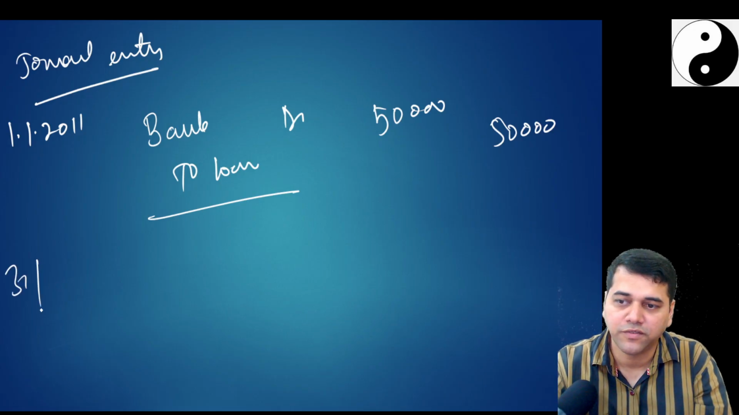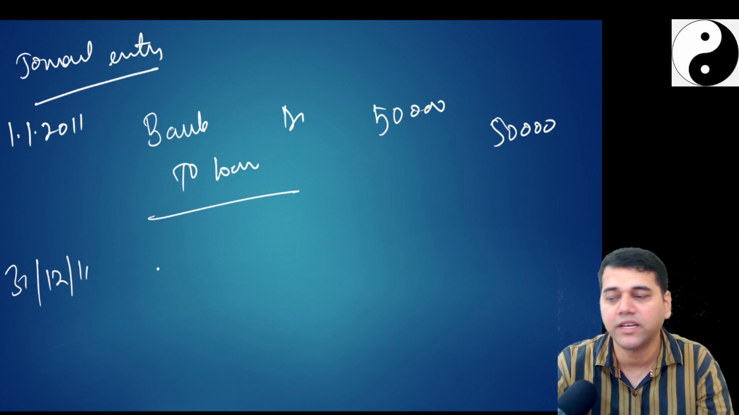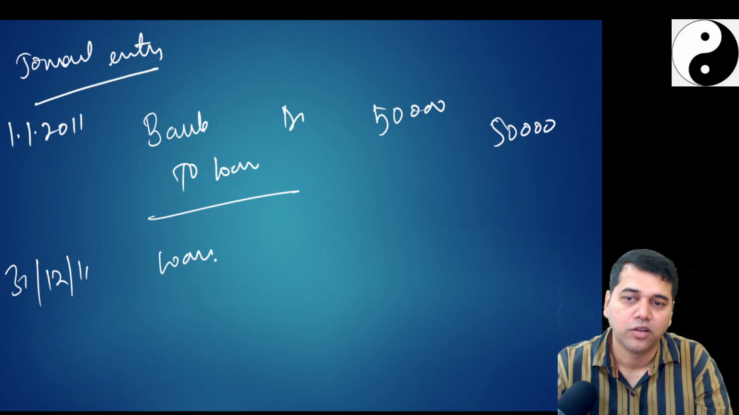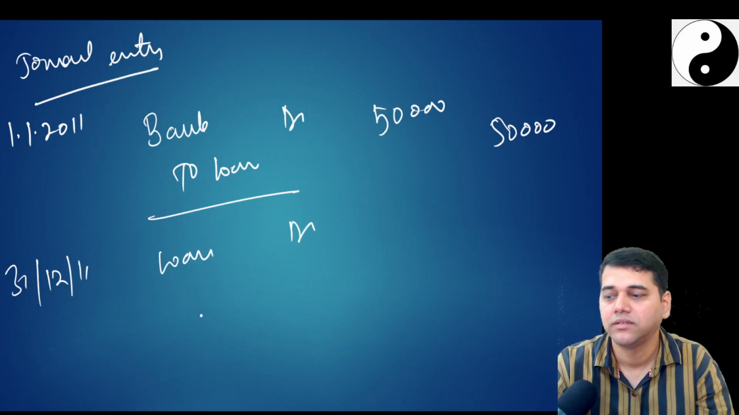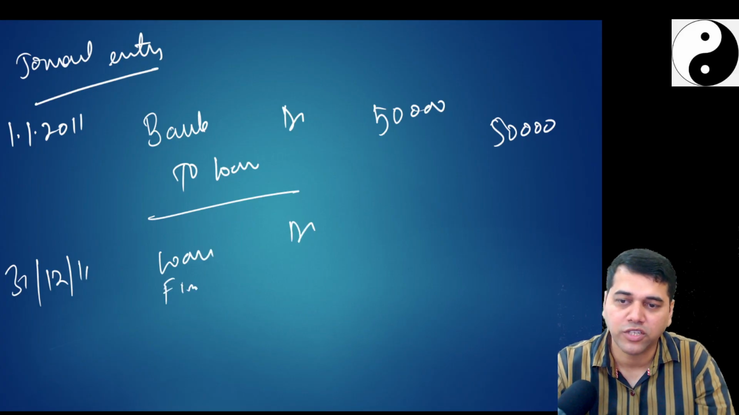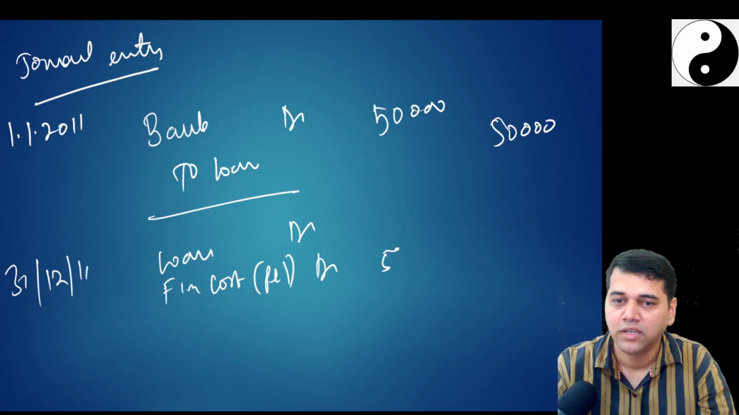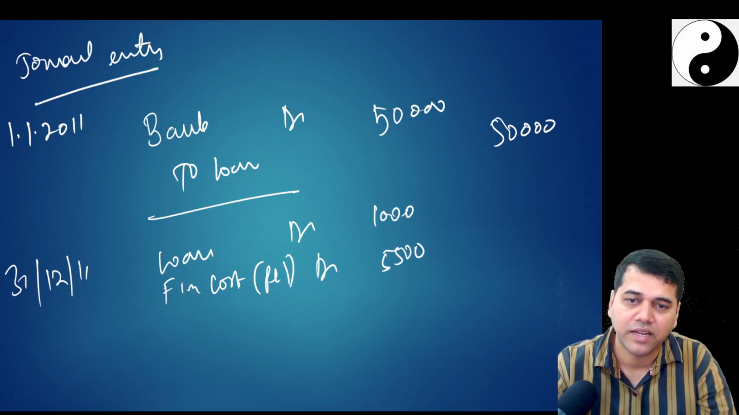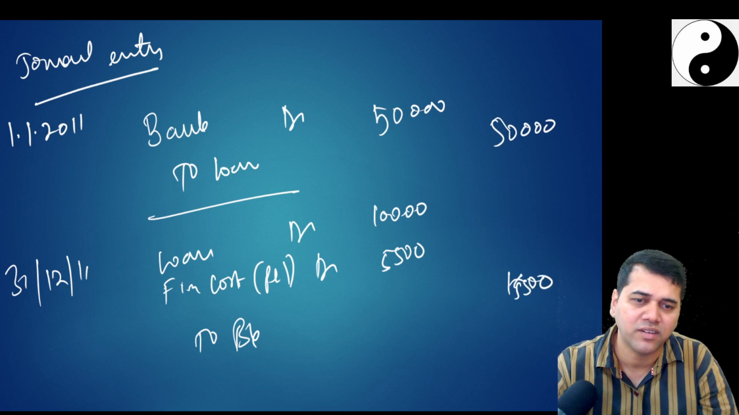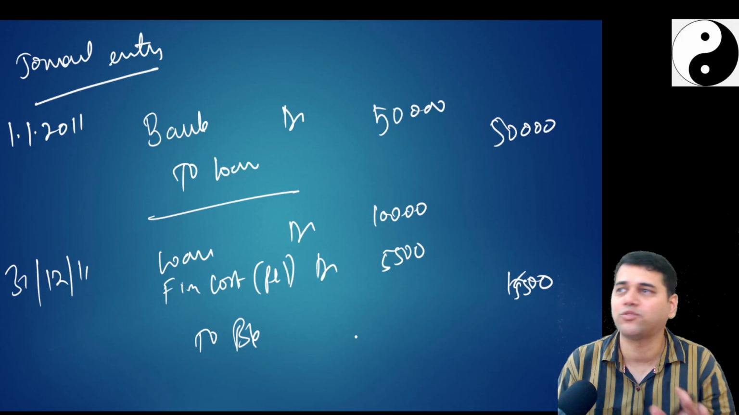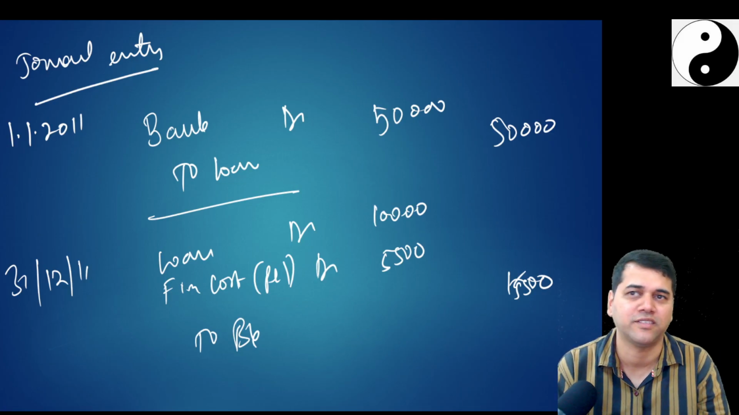Then comes 31st December 11. What entry will I pass? Loan account debit, finance cost, P&L, debit, how much? 5,500, 10,000 to bank. 15,500. Anybody in the world is going to understand this particular transaction.